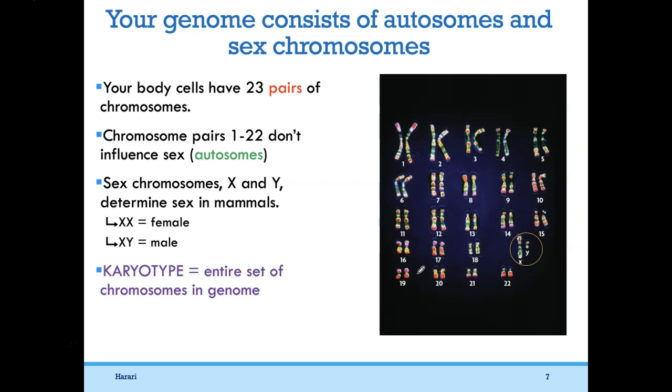And when all the chromosomes of the genome are laid out like this, and they're all stained with a special dye, that's called the karyotype. So this is a karyotype of an individual. It is all of the chromosomes in the genome laid out. That's a karyotype.